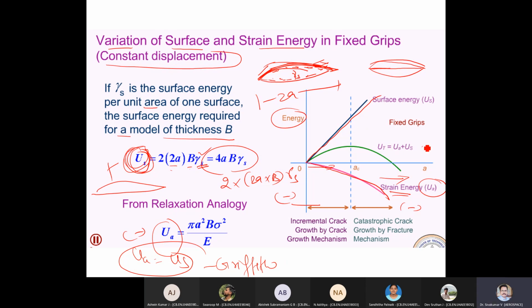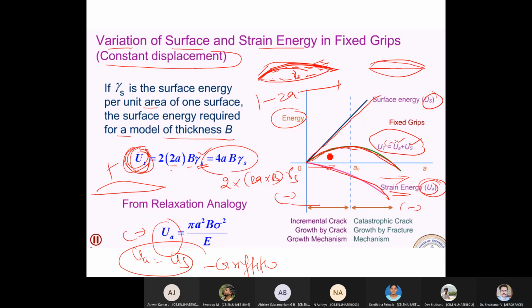Once you add the total energy, UA plus US, what will happen? You will get the residual like this. Because UA is always more and US is less, it is not equal according to Griffith. Once you add, US is effectively subtracted from UA because UA is negative. So you will get this trend.